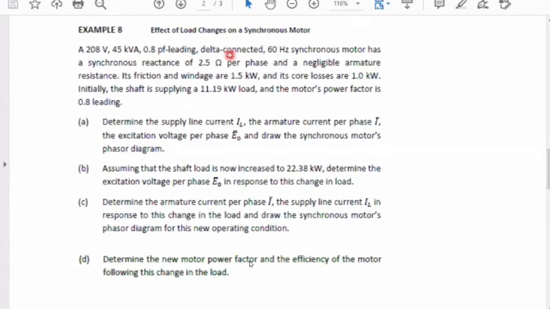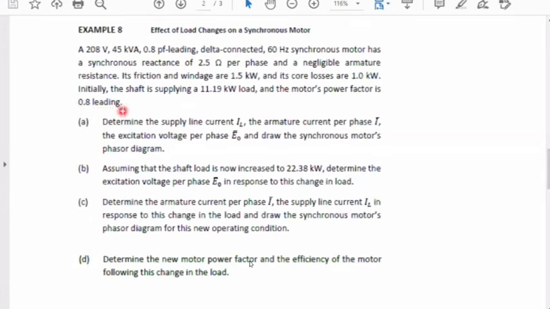Another thing is that it says 2.05 ohms per phase, and friction and windage are 1.5 K. And of course, the power factor is 0.8 and it is leading.